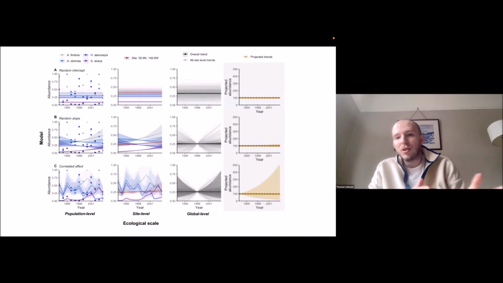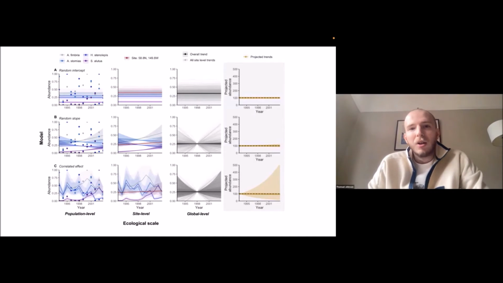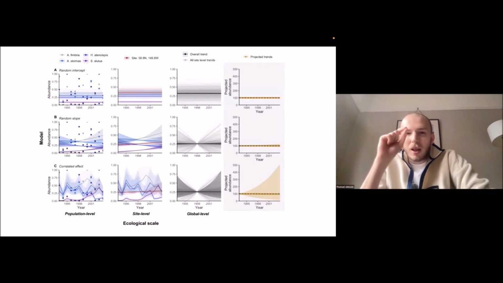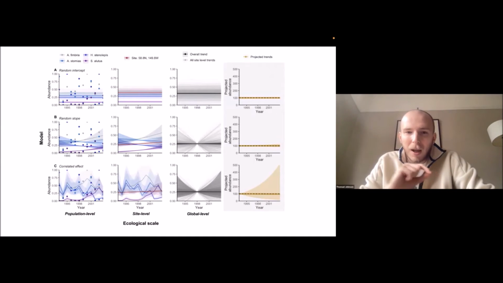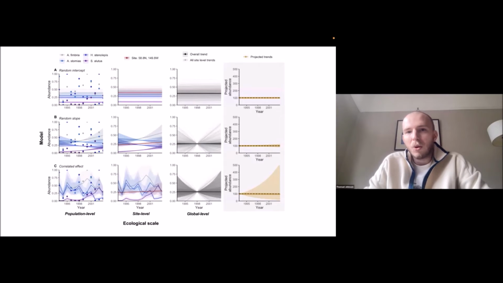As we then move towards the global level trend here, each of the little gray lines represents a site, and the black line represents the average across sites, and the black shadowing is the uncertainty around the average. What we can see is that the random intercept model and the random slope model massively underestimate the uncertainty and the heterogeneity within these site level trends. Whereas in the correlated effect model, we're getting a far closer and more accurate representation of actually what's happening within the data.